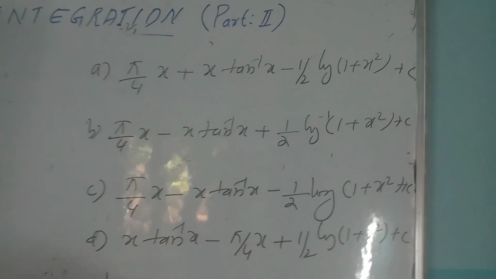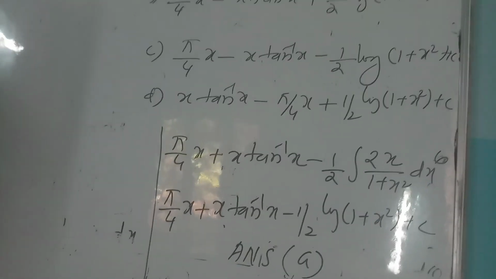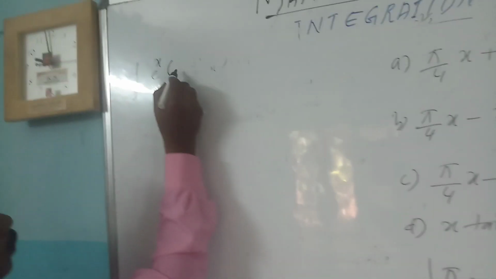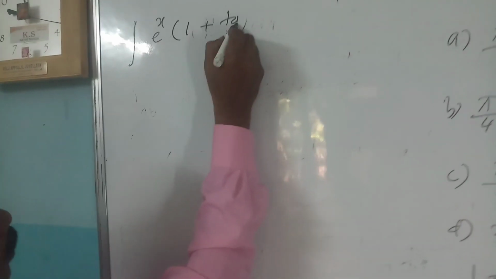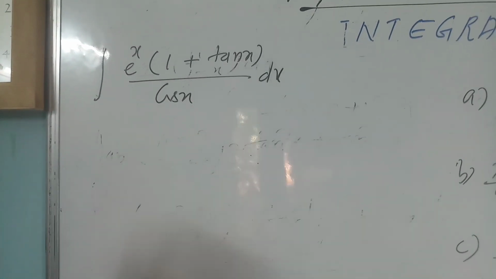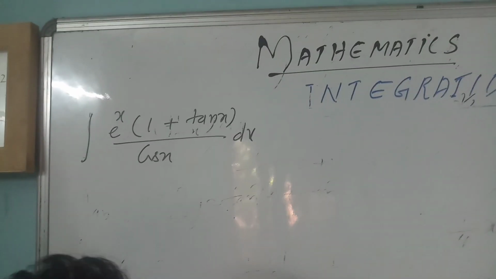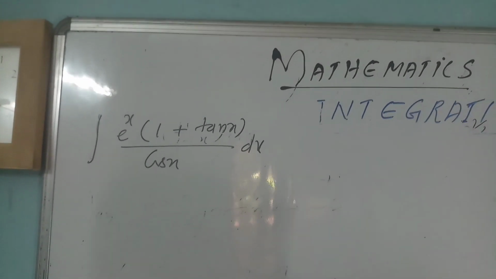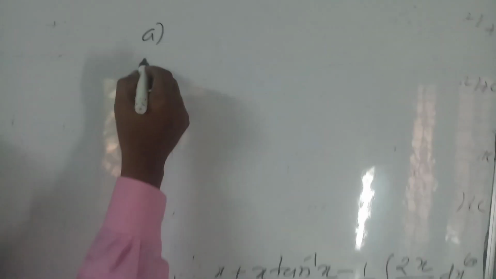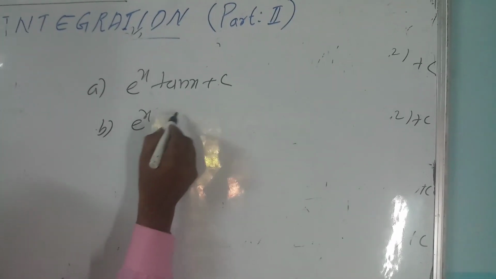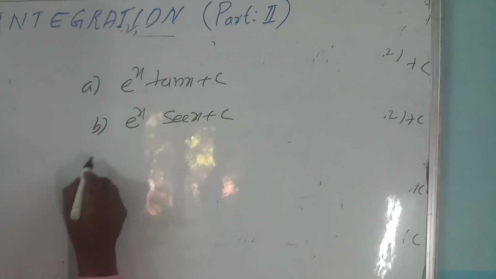Okay, next question. Integral of e raised to x into (1 plus tan x) the whole by cos x dx. First choice, e raised to x tan x plus c. Second choice, e raised to x into sec x plus c. Third choice.